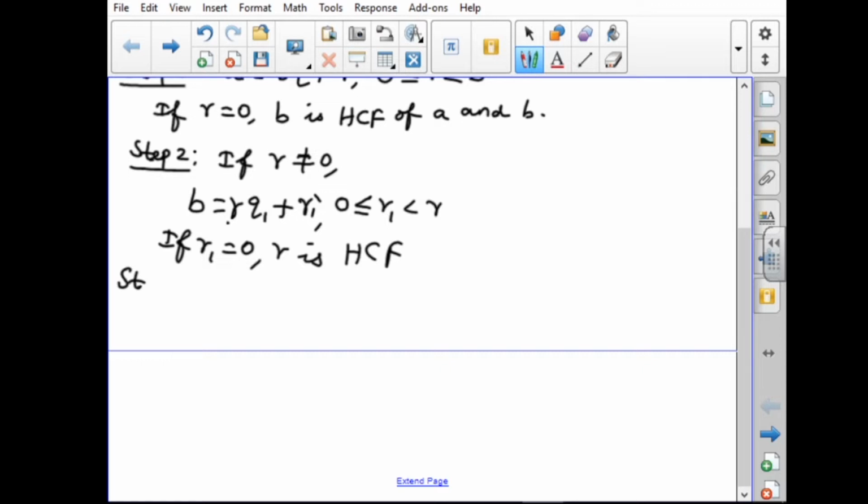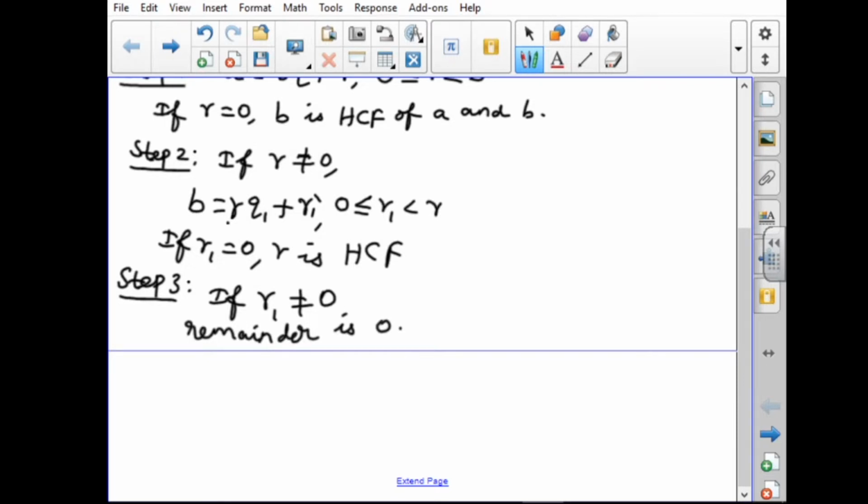Step 3. If R1 not equal to 0, we have to continue this process until we get the remainder as 0. Until we get the remainder 0, only then do we get the HCF.